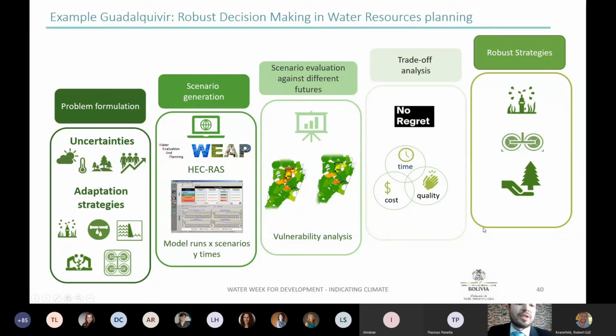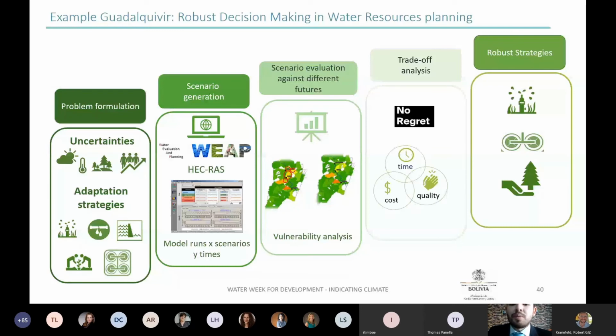So then a trade-off analysis is done, which looks at cost benefit of different measures. It looks at the robustness of the adaptation measures, their quality, and helps with prioritization. So that's the main thing here in this methodology.